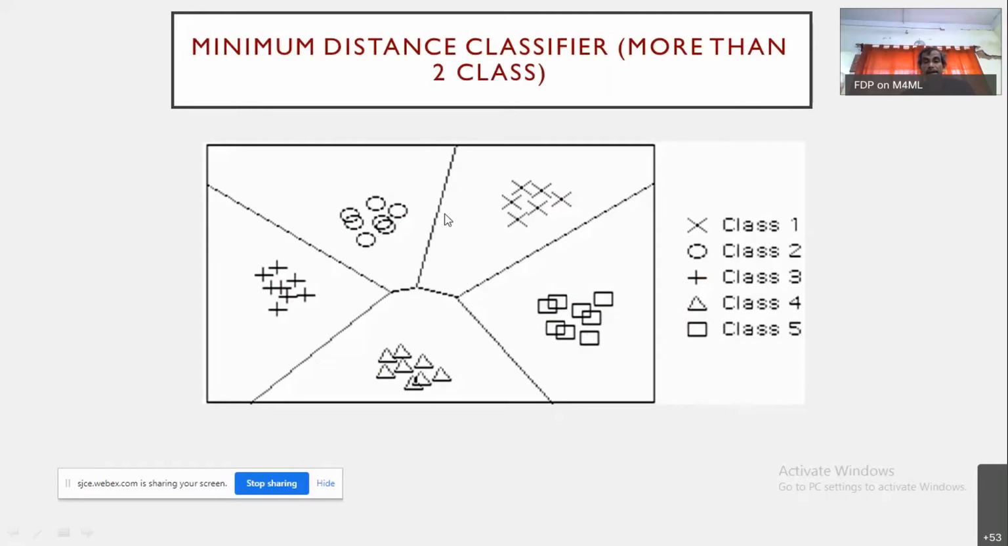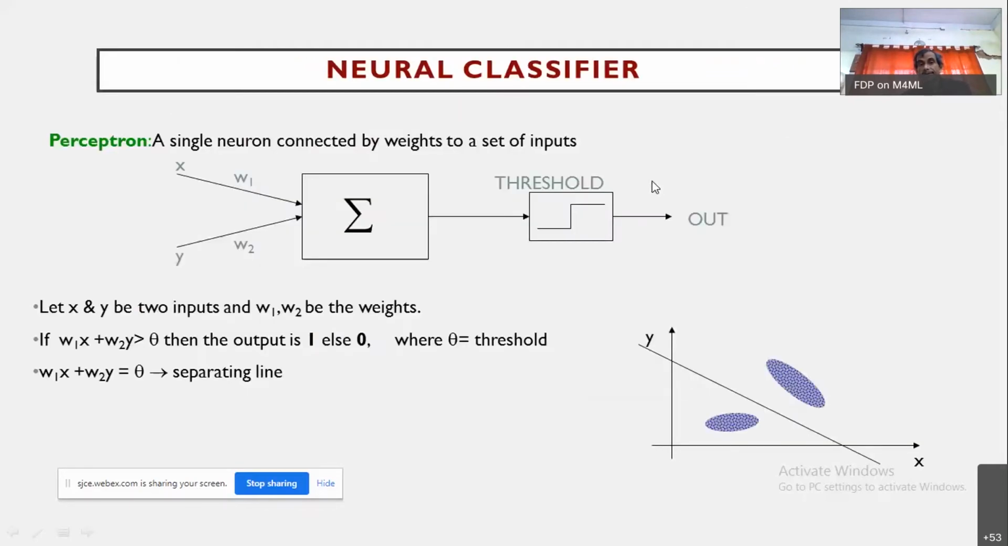Instead of two classes, if I have multiple classes, then what I will do is take pairwise bisectors. So this will be class 1, this will be class 2, this will be class 3, class 4, class 5, and so on and so forth. So I can design a minimum distance classifier for any number of classes. But the boundary remains fixed. The boundary depends completely on the training set and is nothing but the perpendicular bisector of the line joining the mean values of the classes. I will take them pairwise.